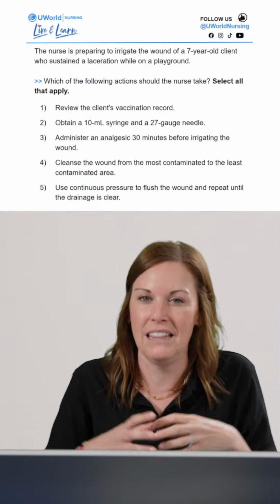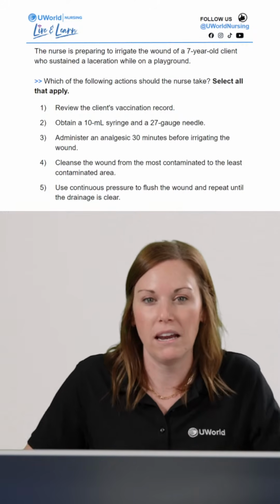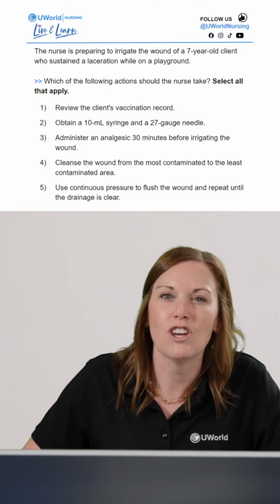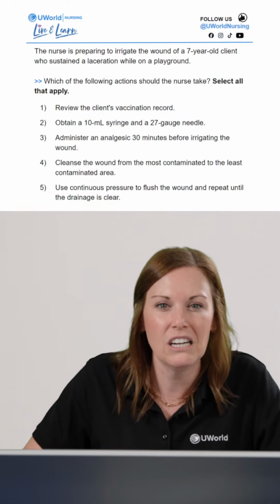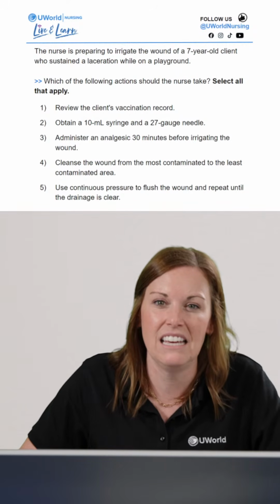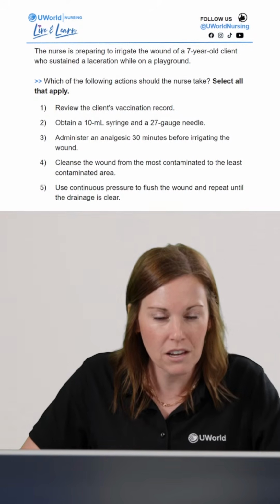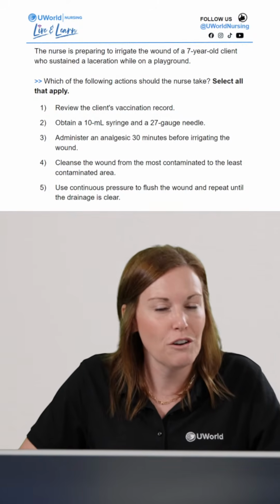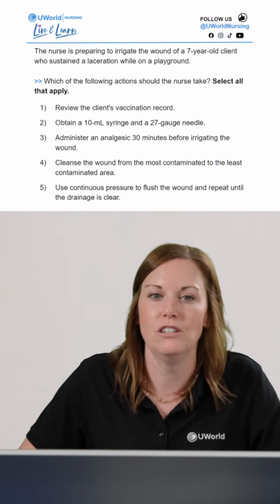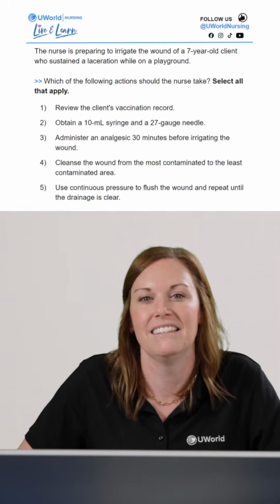So we want to use something that has a bigger volume and a wider needle. So something like a 30 to 60 milliliter syringe would be good, and then anything like an 18 or 19 gauge needle would work too. So that's an incorrect option. So far we have option one is correct, option two is incorrect. Let's see what option three says.